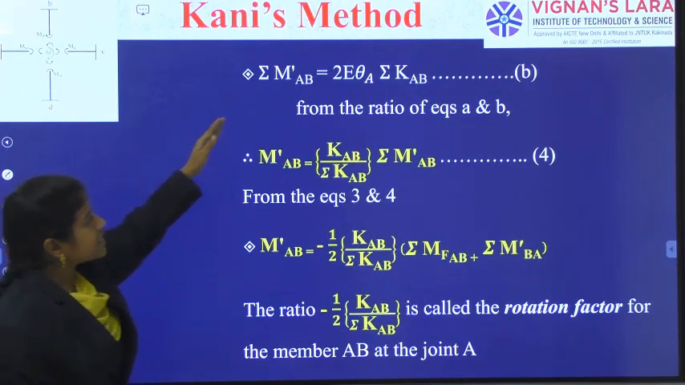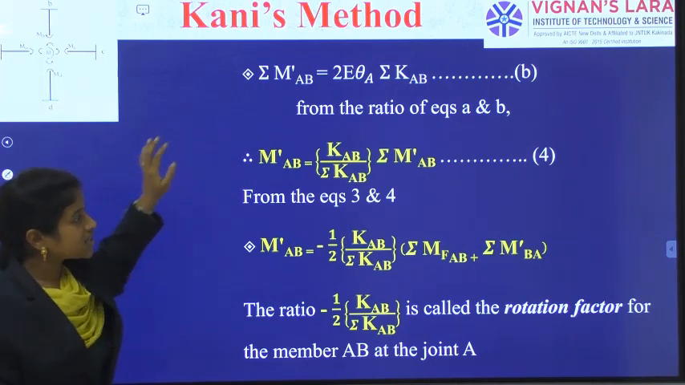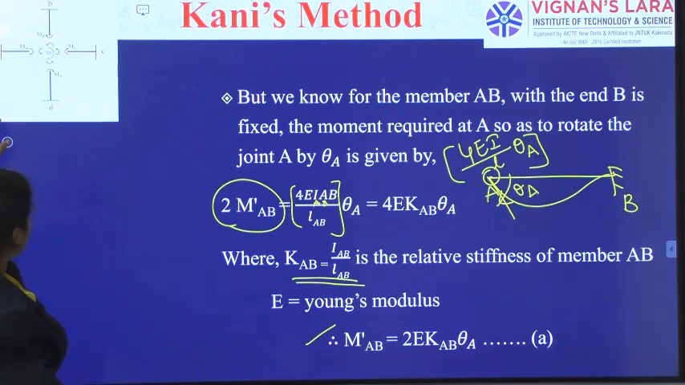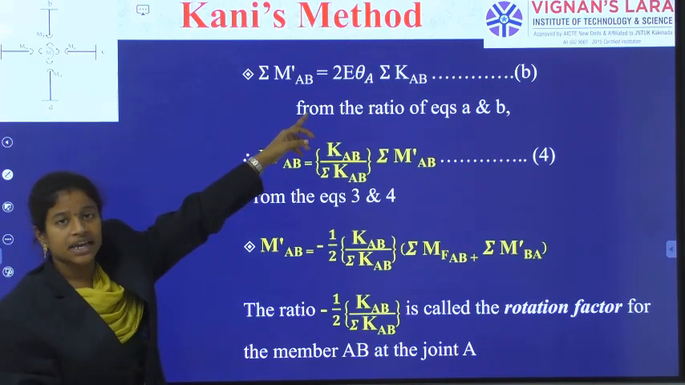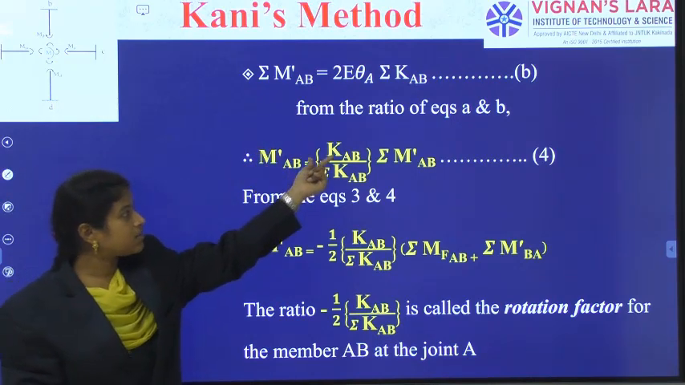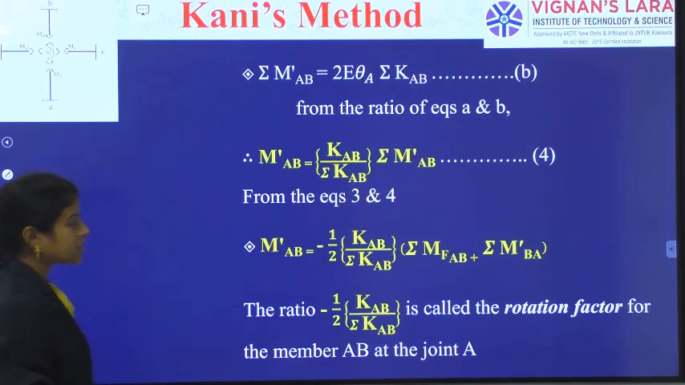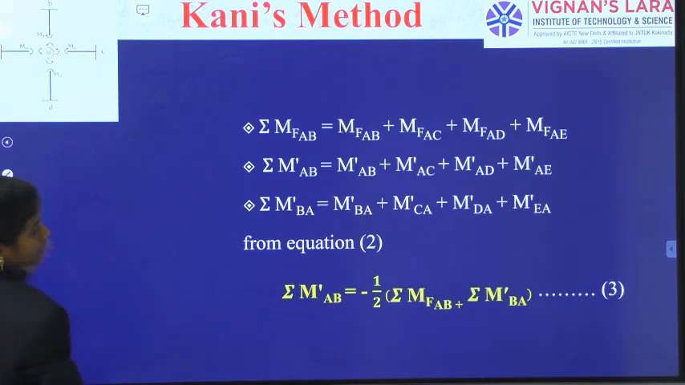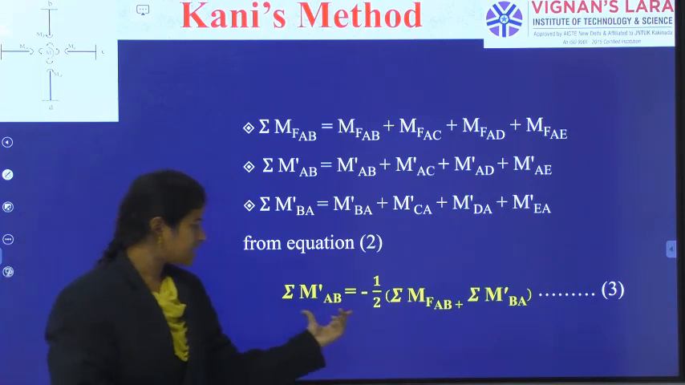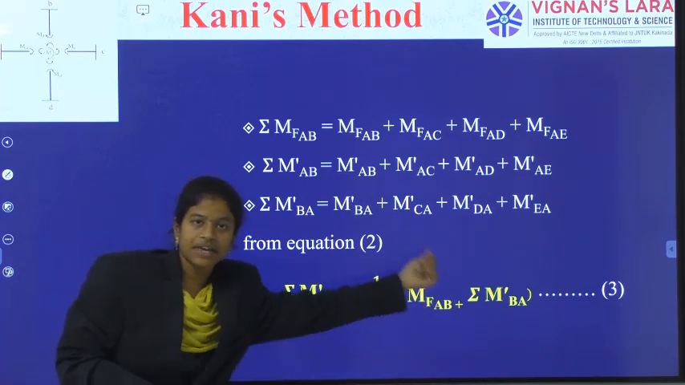And then the next thing is the replacement, only KAB replacement and from the equations. So from the equations A and B, from the previous step we have got only M dash AB answer and also we have given sigma M dash AB answer. So taking the ratio of these two, we have got M dash AB is equal to KAB by sigma KAB into sigma M dash AB, and from the equation 3 and 4, what is our equation number 3? The equation number 3 is for sigma M dash AB, which is having some term, half of this quantity. So sigma M dash AB is this whole term.